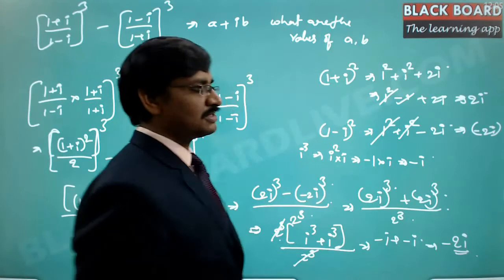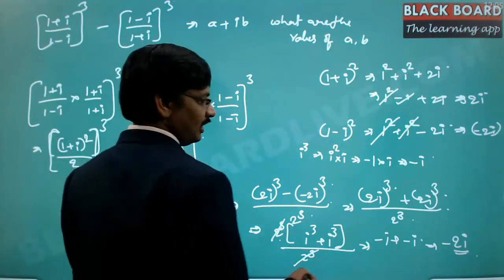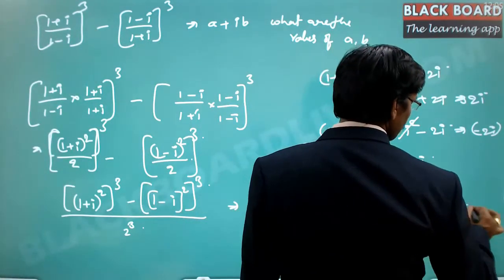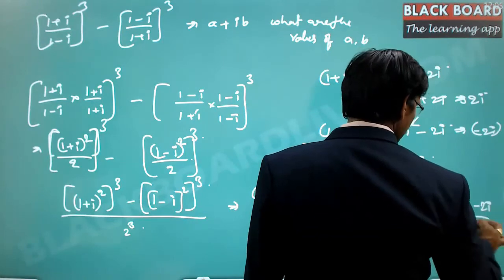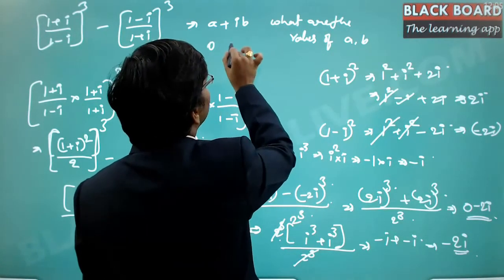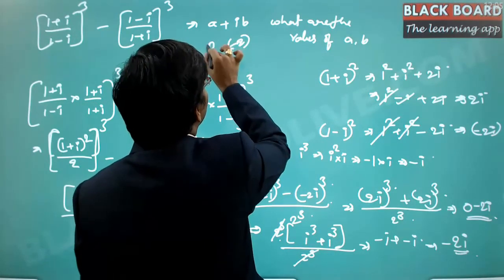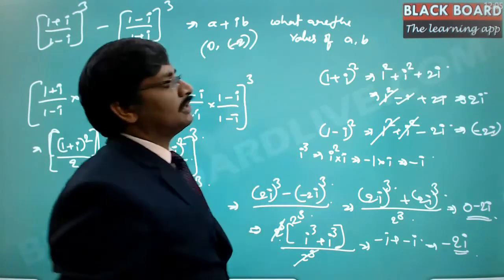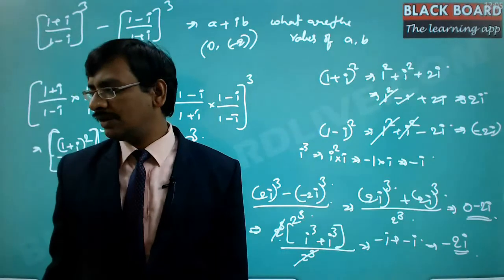So if you express it in the complex format a plus ib, this value is 0 minus 2i. So the real part a is equal to 0 and the imaginary part b is minus 2. So these are the values of a and b. So 0 comma minus 2 are the values of a and b.